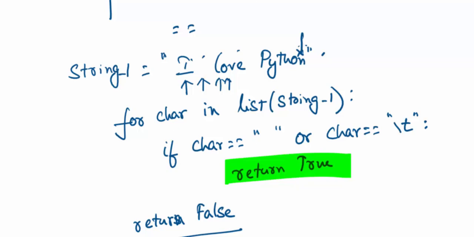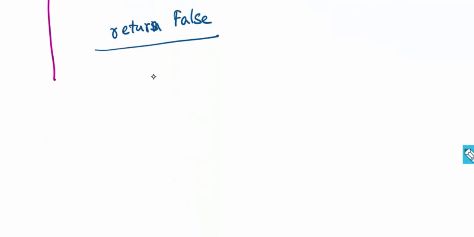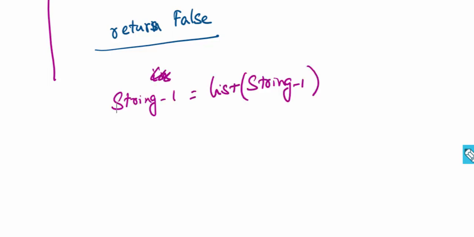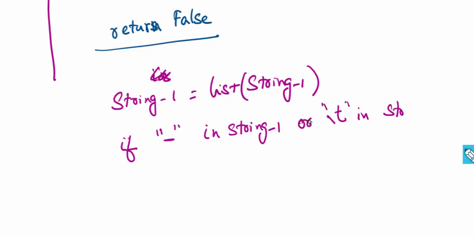Another way of doing it is we have the same string, and we do something like this. We use a functionality in Python called in. And we say if blank, meaning a single space, in string_1, or tab in string_1, then return true. What we are trying to do here is use the in functionality. So what does the in functionality do?